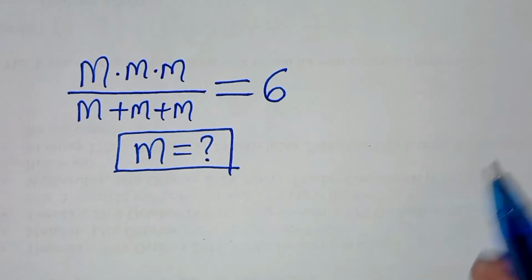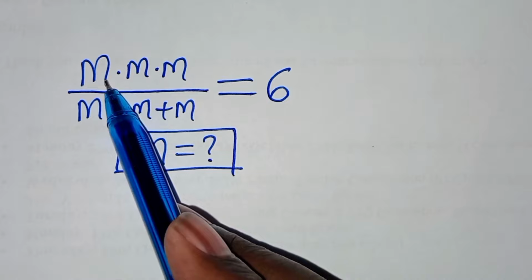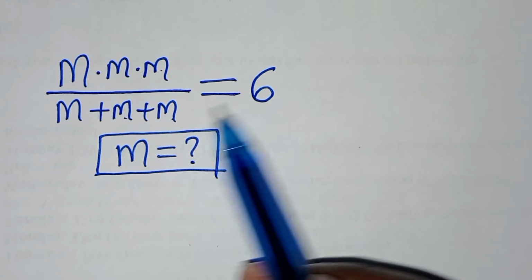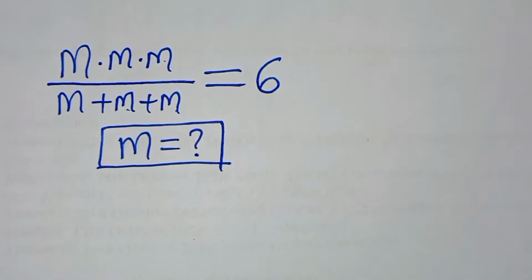Hello everyone, you're welcome to solve this nice algebra problem: m times m times m divided by m plus m plus m is equal to 6. So what is the value of m?